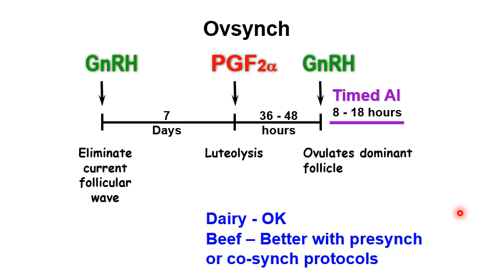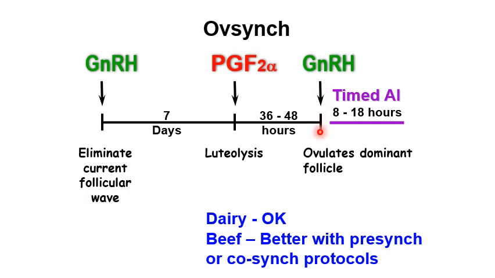The first GnRH is given randomly in the cycle. The purpose of this is to eliminate the current follicular wave by causing ovulation or luteinization. Then of course after ovulation, there will be the formation of the CL. The CL is formed and we administer PGF2 alpha 7 days later. The purpose of giving PGF2 alpha is to induce luteolysis or regression of the newly formed CL and also the old ones. We then wait 36 to 48 hours and give GnRH.